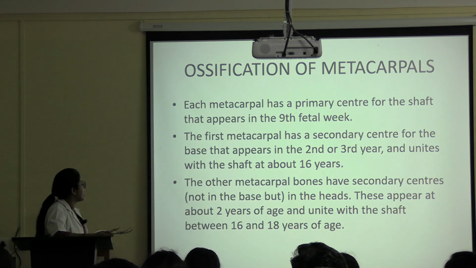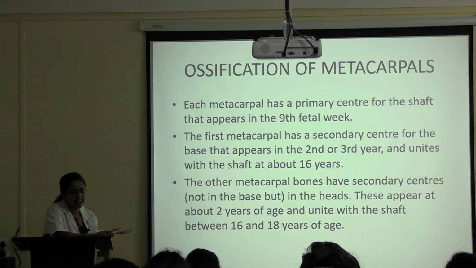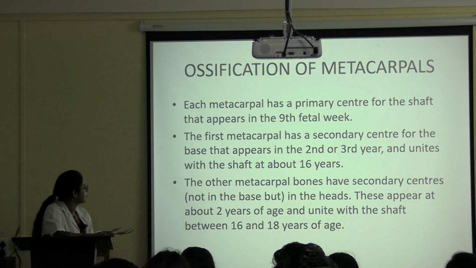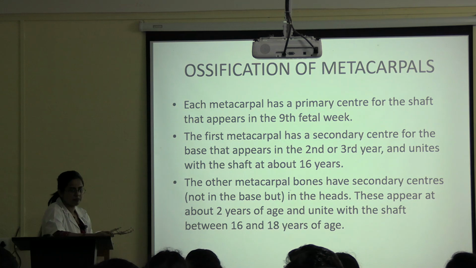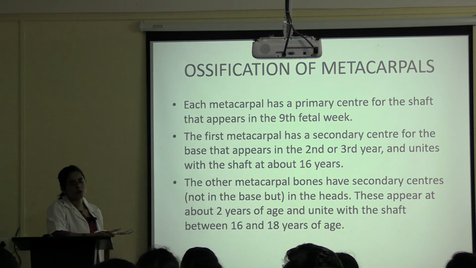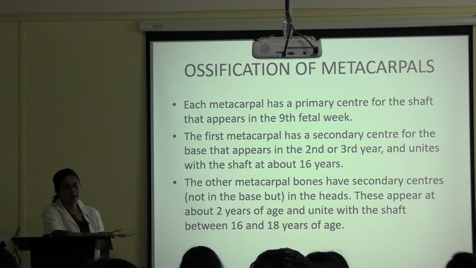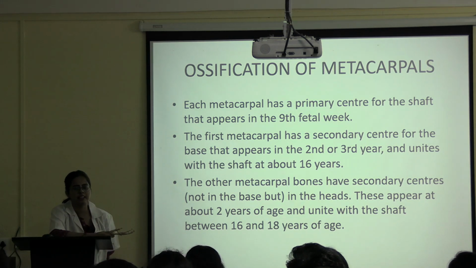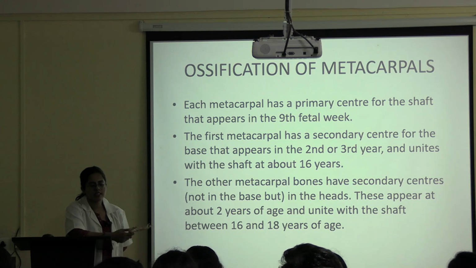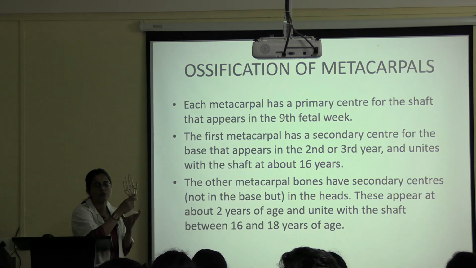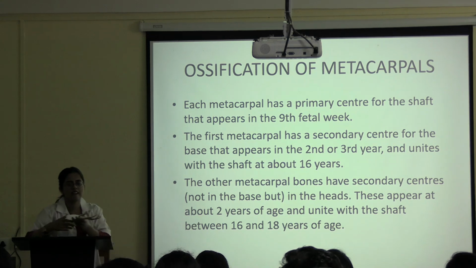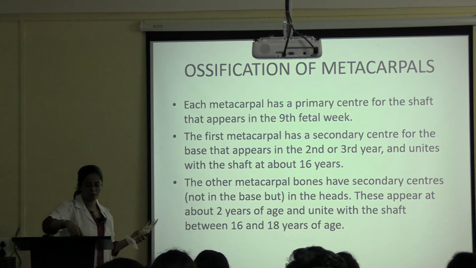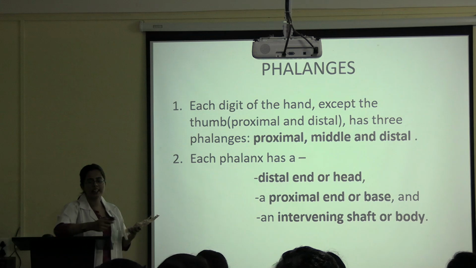Clear? And the other metacarpal bones will not have their secondary center in their base, but in their heads. This will also appear by 2 years of age and will unite with the shaft by 16 to 18 years. Clear? So primary ossification center will appear in which part of metacarpal? Shaft of metacarpal. Secondary ossification center of the first metacarpal will appear first in base. Okay. Are you getting?